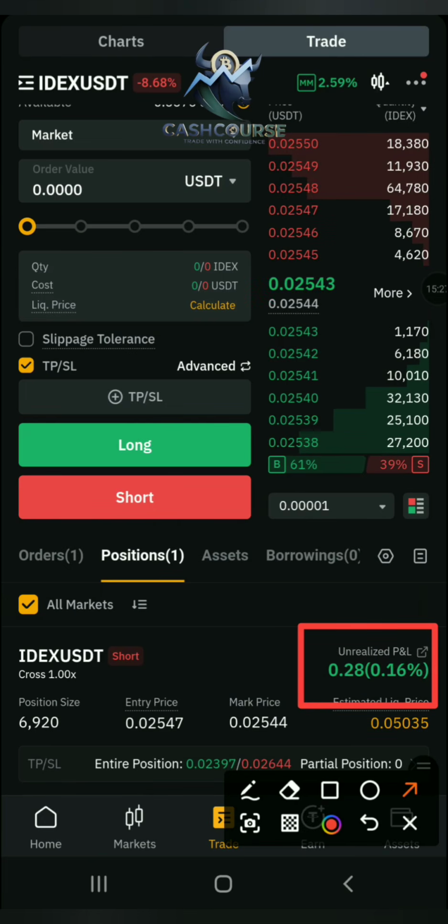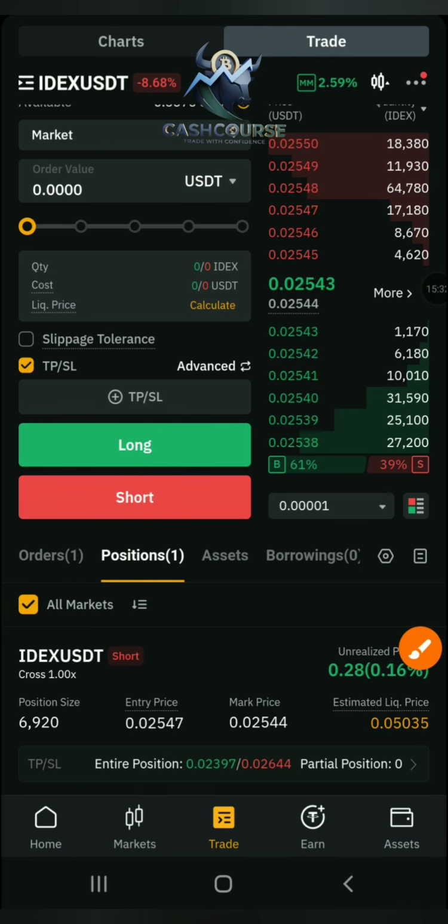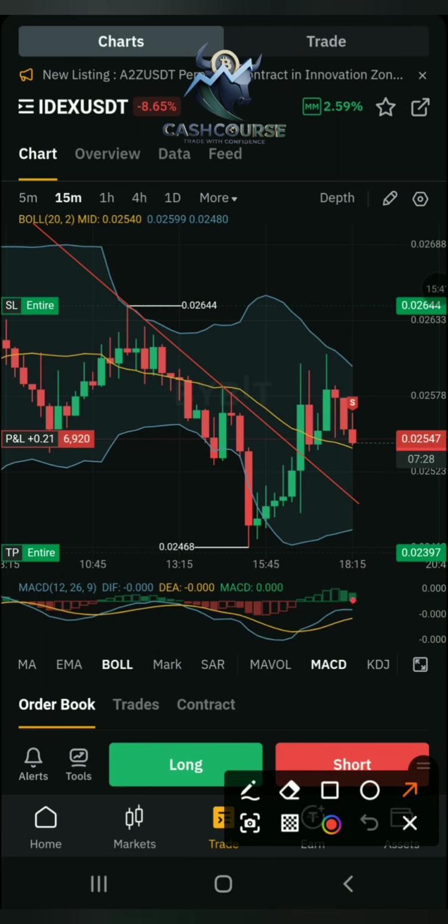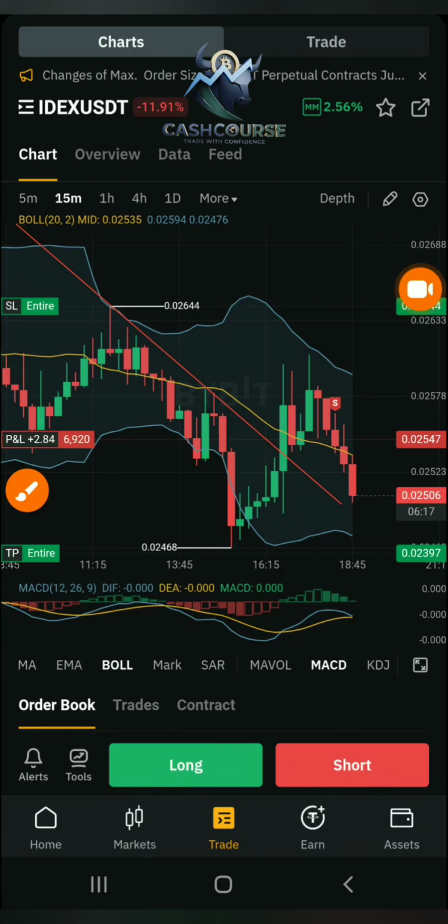Now, as you can see, I'm currently at a profit of $0.28, so we'll just sit back and wait for the profit to keep coming. And as you can see, the candlestick is continuing to print red candles, so we'll just wait until the full TP hits. It's been a little while now, guys, and I am up $2.8, and I just want to add something real quick.